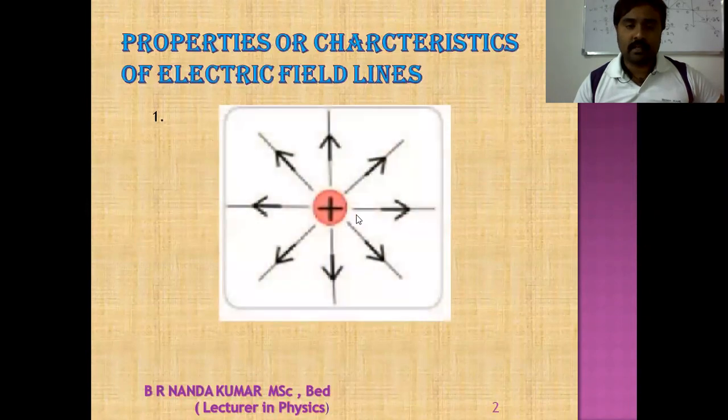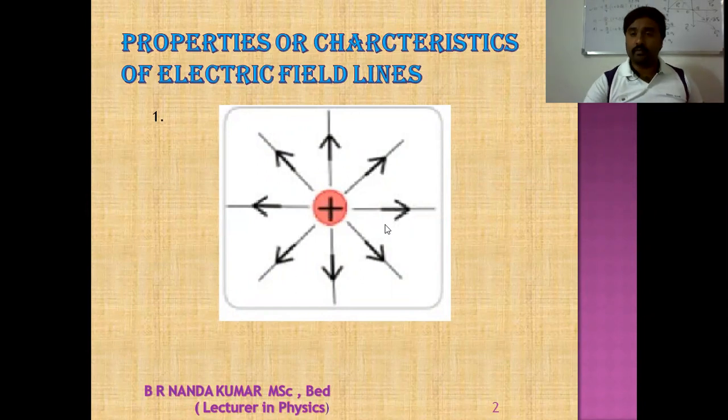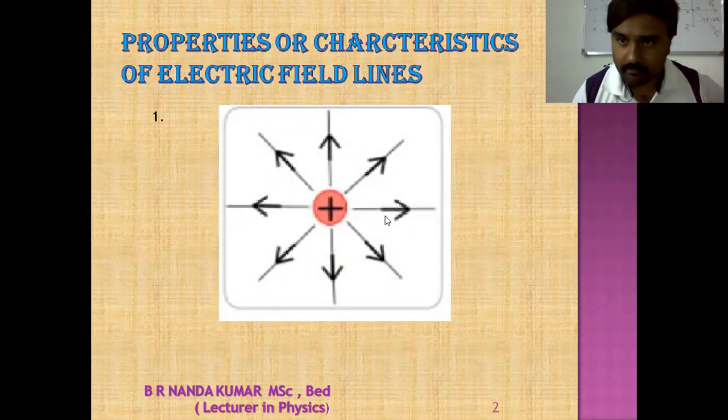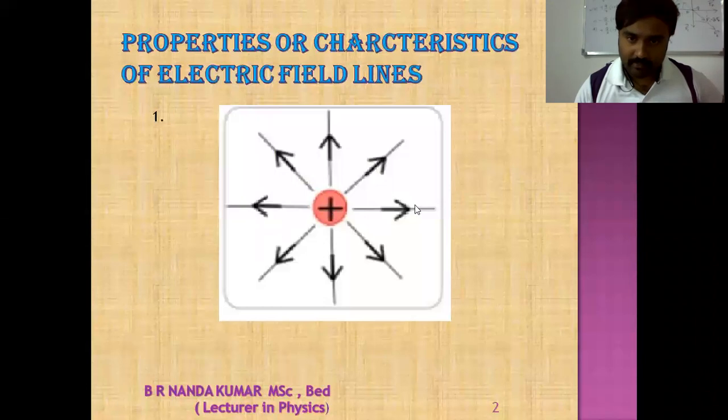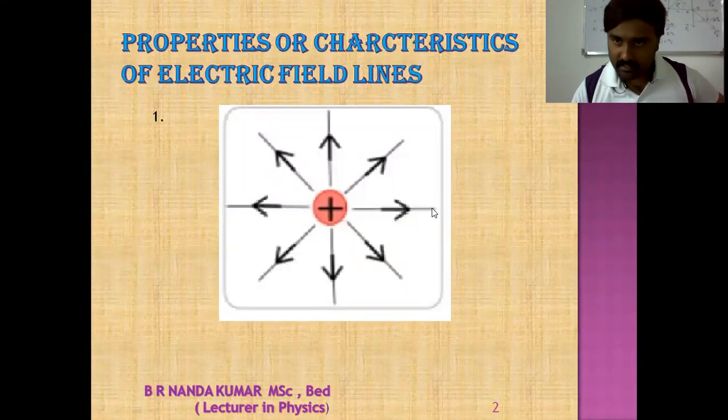So first here, let us consider an isolated positive point charge. These are the electric field lines around this isolated positive point charge. The electric field line is an imaginary line along which a unit positive test charge would move in the field.